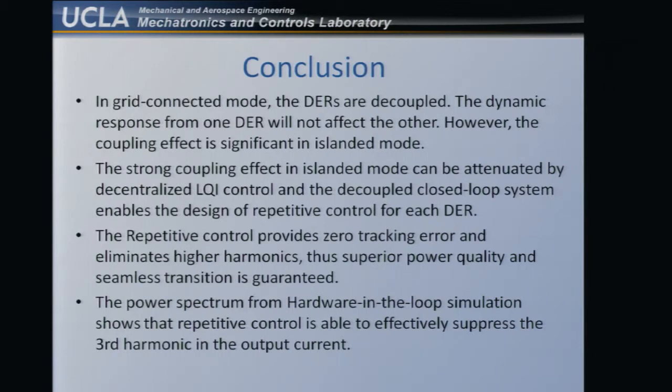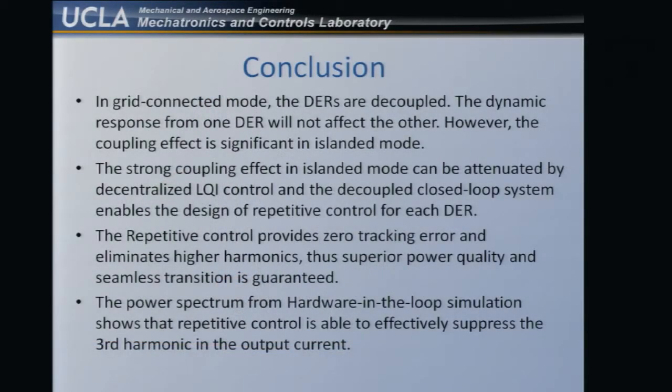The repetitive control is able to generate zero tracking error. It eliminates higher harmonics. In the simulation, we show it has a third harmonic. We also set up the hardware converters in our lab now, and in our tests we're seeing harmonics of 3, 5, 7, 9, up to 9. So it has three or four more harmonics, and the repetitive control can really handle that. I also showed a simulation that seamless transition is guaranteed, as opposed to if you just do linear quadratic, which has a spike and then sustained errors.